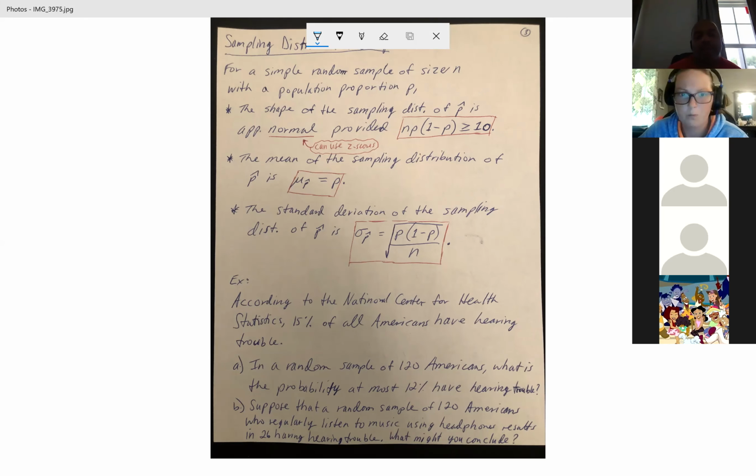All right, so looking at the problem at the bottom, it says according to the National Center for Health Statistics, 15% of all Americans have hearing trouble. I might need to magnify it, let me know. In a random sample of 120 Americans, what is the probability that at most 12% have hearing trouble? Suppose that a random sample of 120 Americans who regularly listen to music using headphones results in 26 having hearing trouble. What might you conclude?